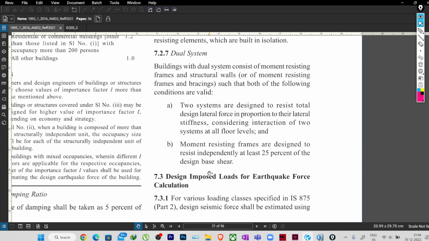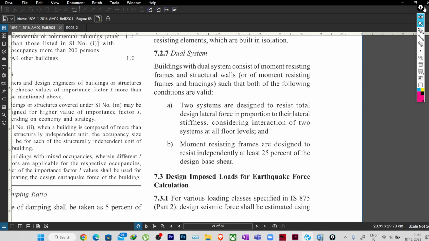Okay, one more thing you are seeing. The second point is that the moment resisting frames are designed to resist independently at least 25% of the design base shear. So the moment resisting frames, the column and beam, need to be designed to resist at least 25% of the design base shear.